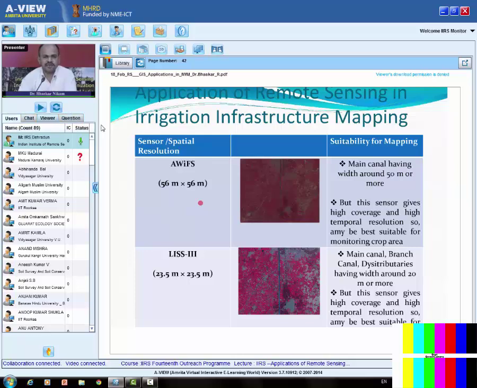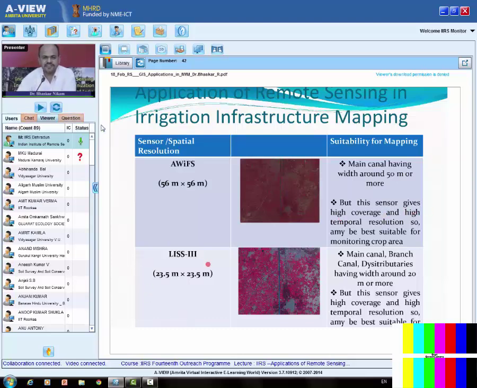And why I am saying AWiFS is good enough to map the main canal is because all the main canals have a width of something around 50 meters, in the range of 50 or 100 meters. So you can easily detect that. Now you can see this particular line is a canal. This is the Upper Ganga Canal, which I can digitize using even AWiFS data.